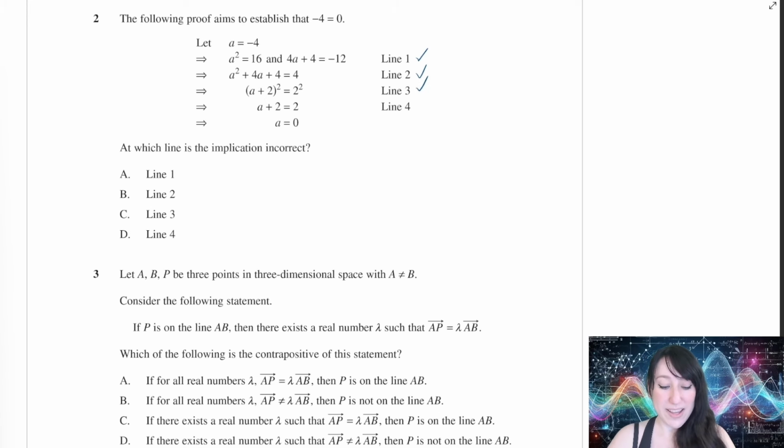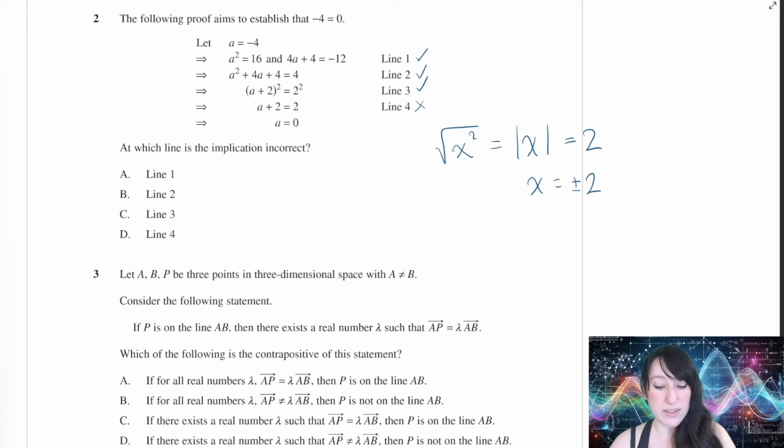Now line 4 says that then A plus 2 must equal 2. This is where the problem comes in, because to get from line 3 to line 4, we would need to square root both sides. And you may recall that when we do that, we're told to put a plus or minus on the result. The reason for that is because the square root of x squared isn't x, it's actually the absolute value of x. So for example, if the absolute value of x is equal to 2, that would mean that x itself would equal plus or minus 2.